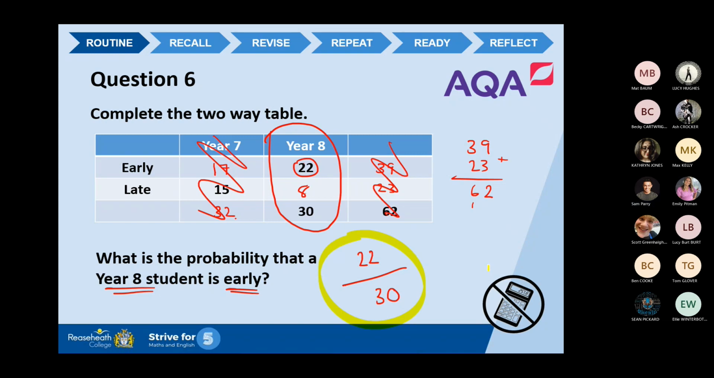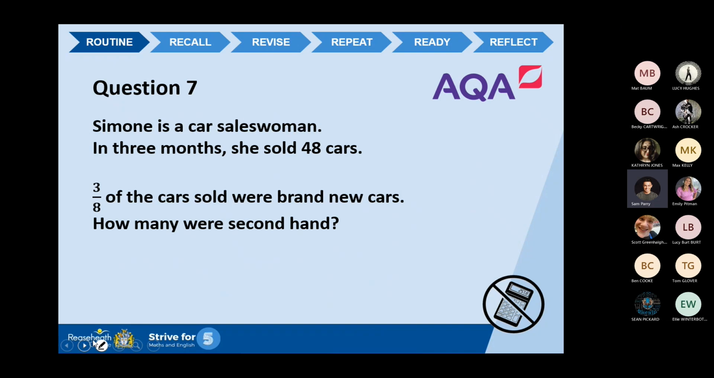Okay, last question. Simone, she is a car saleswoman. In 3 months, she sold 48 cars. 3/8 of the cars were brand new. How many were secondhand? So step one really is work out how many she sold that were brand new, and then we can work out those that were second hand.